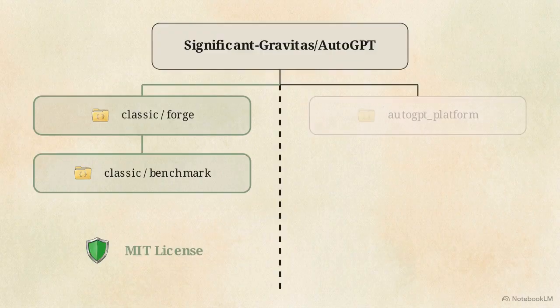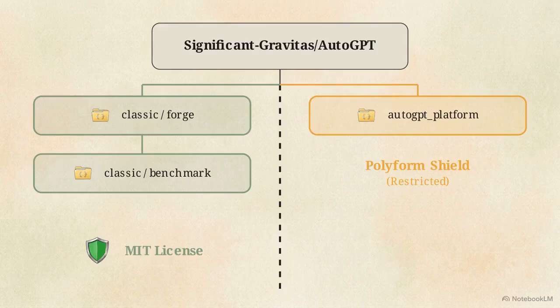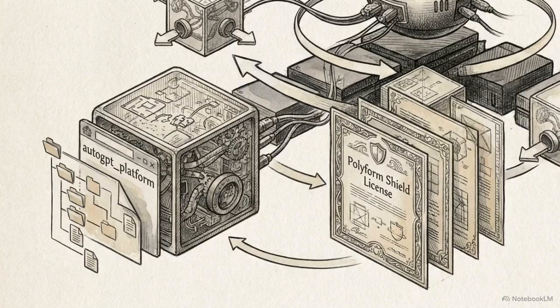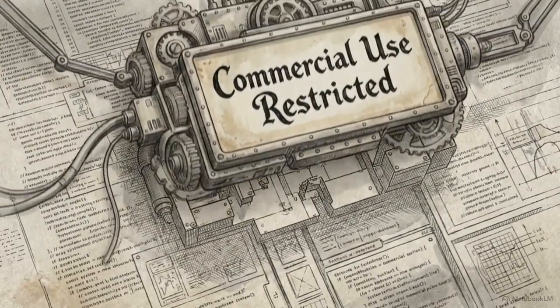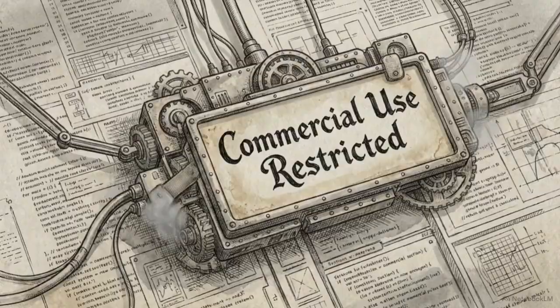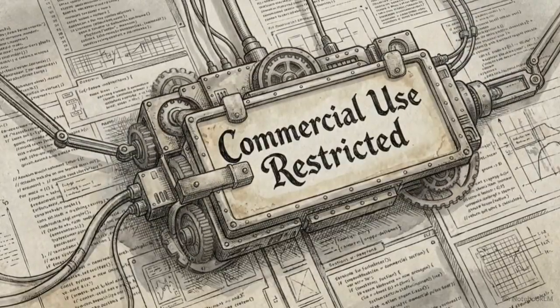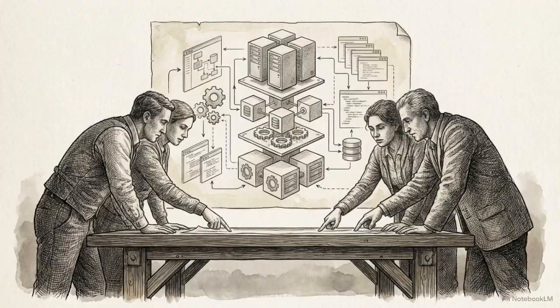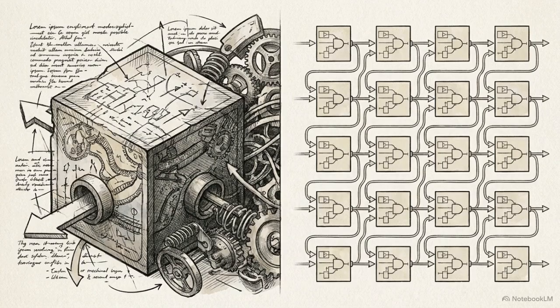But the repository draws a sharp boundary around the new core operational code, housed within the AutoGPT platform folder. This specific directory is governed by the Polyform Shield license. Polyform Shield is a source-available license, not OSI open source. It specifically restricts certain commercial and competitive uses of the code. Enterprise architecture teams will need to navigate this licensing boundary carefully before attempting to embed the platform's core into their own commercial software products.